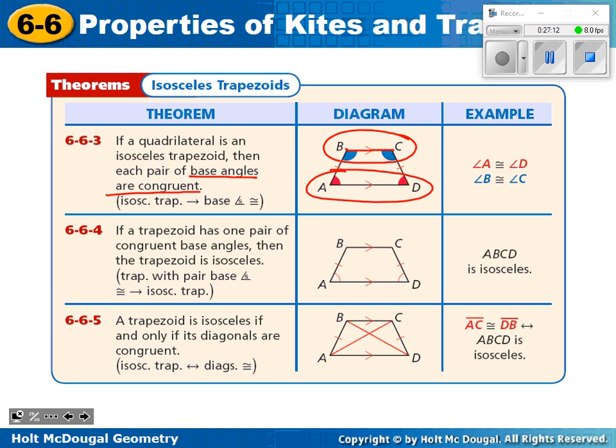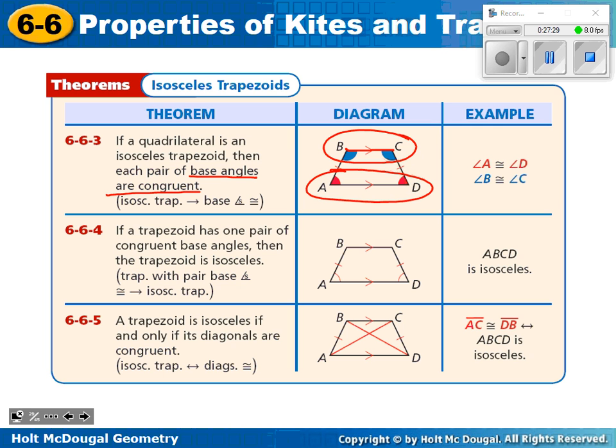Two pairs of congruent base angles. Keep in mind the other consecutive angles are the ones that are same side interior, so they're the ones that are going to be supplementary. So A and B will be supplementary, C and D will be supplementary. All right, this is basically the same thing.